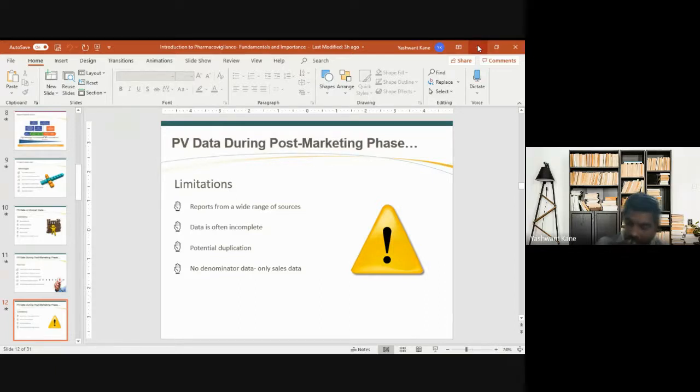Potential duplication: I may be reporting to DCGI for the drug which I have taken, diclofenac, and my physician may also report through his channels to the company, and the report is duplicated at the end with the health authority. No denominator of the data: we don't know how many patients have actually taken the drug, and that's why this becomes very incomplete data. But still, to know the real-life situation, post-marketing pharmacovigilance is immensely important, and it will also help the benefit-risk balance of the drug.